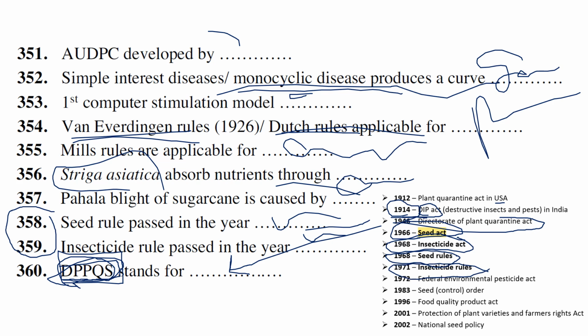These are very important. 1972 Federal Quarantine Pesticide Act, 1983 Seed Control Order, 1996 Food Quality Product Act, 2001 Protection of Plant Varieties and Farmers Right Act, and 2002 National Seed Policy. So these are all very important, especially the Seed Act, Insecticide Act, Seed Rules and Insecticide Rules need to be considered more.